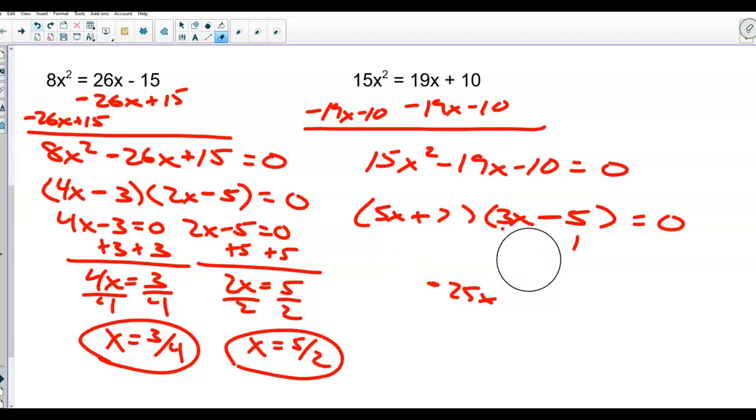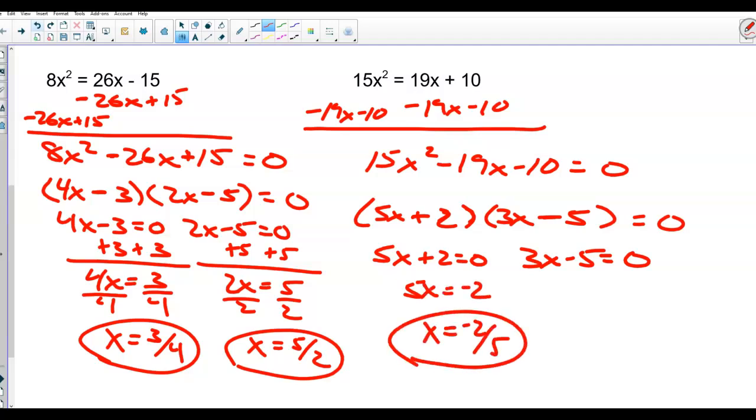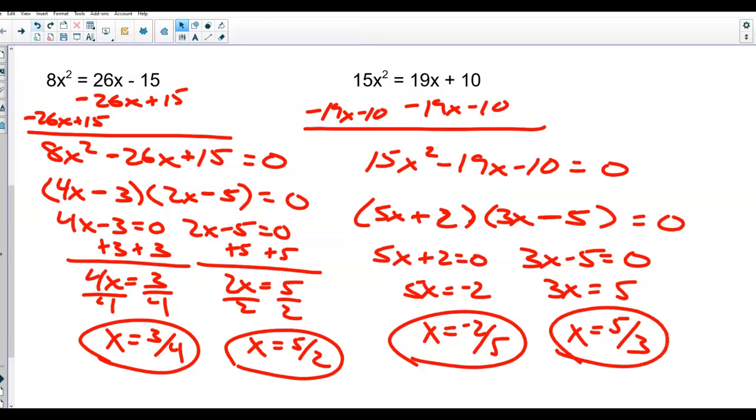And that allows me to get the correct signs. And now I factored it correctly. 5x plus 2 equals 0. 3x minus 5 equals 0. 5x equals negative 2. X equals negative 2/5. 3x equals 5, and x equals 5/3. My advice is to write everything out.